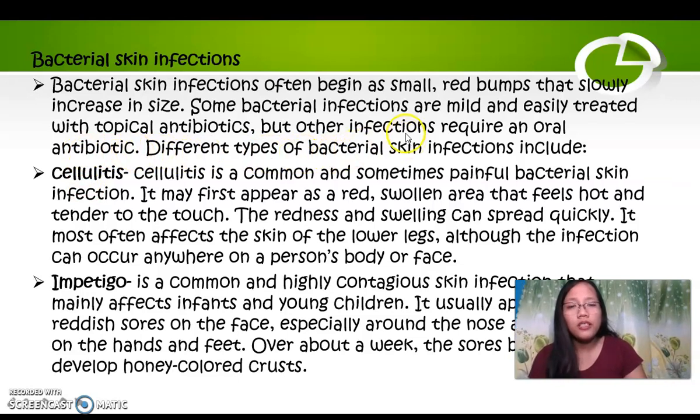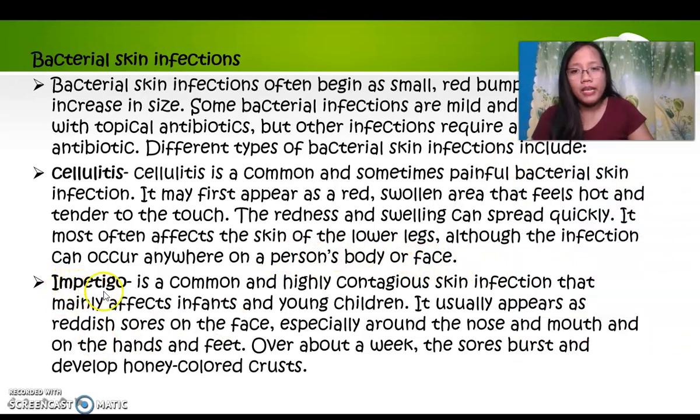Different types of bacterial skin infections include cellulitis. Cellulitis is a common and sometimes painful bacterial skin infection. It may first appear as a red, swollen area that feels hot and tender to touch. The redness and swelling can spread quickly. It most often affects the skin of the lower legs, although the infection can occur anywhere on a person's body or face.